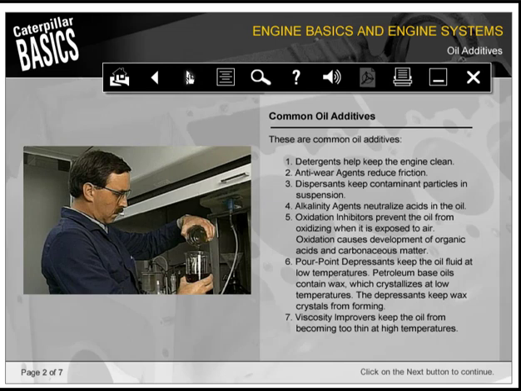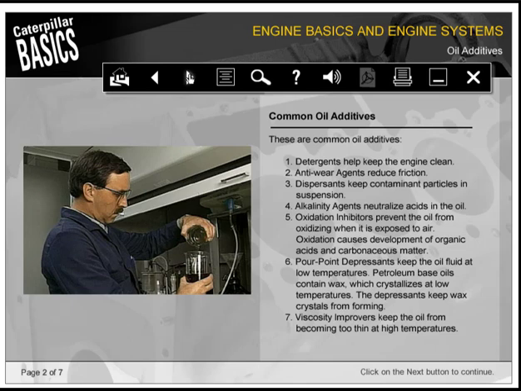Common oil additives include detergents, which help keep the engine clean, anti-wear agents to reduce friction, dispersants, which keep contaminant particles in suspension, alkalinity agents to neutralize acids in the oil, oxidation inhibitors for preventing the oil from oxidizing when it's exposed to air. Oxidation causes development of organic acids and carbonaceous matter. There are also pour-point depressants to keep the oil fluid at low temperatures.